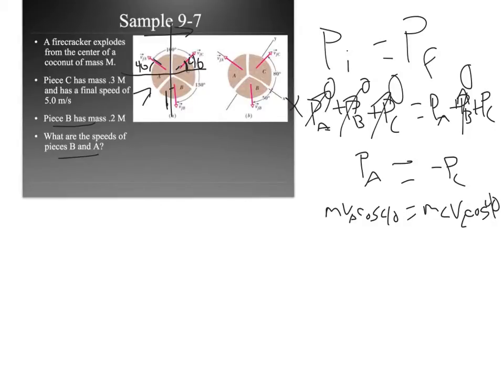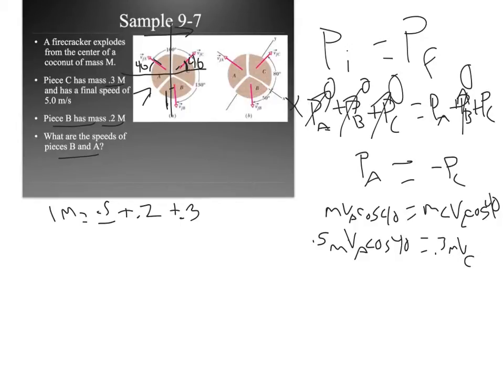Okay, so to continue, it says that piece C has a mass of 0.3 m, and piece B has a mass of 0.2 m. If the total object has a mass of 1 m, what would be the mass of A? Well, it's going to have to be 0.5. So we're going to say 0.5 m times velocity of A times cos 40 equals 0.3 m times velocity of C times cos 40.